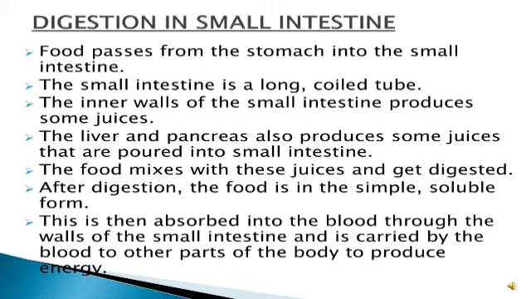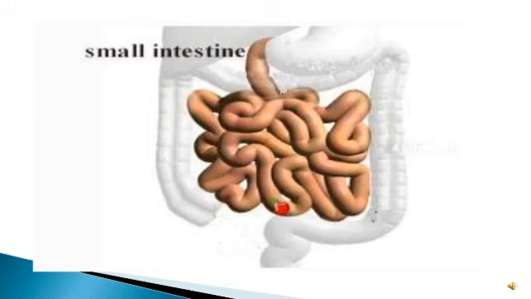The small intestine is a long coiled tube. The inner walls of the small intestine produce some juices. The liver and pancreas also produce some juices. These are poured onto the food in the small intestine. The food is then absorbed into the blood through the walls of the small intestine, and the remaining food is thrown out through the anus. This is the diagram of the small intestine, which is a coiled tube.